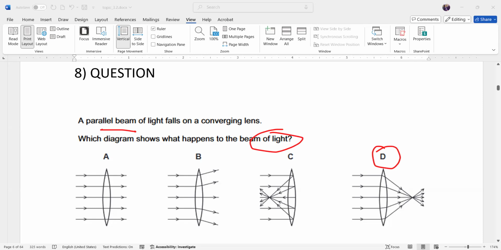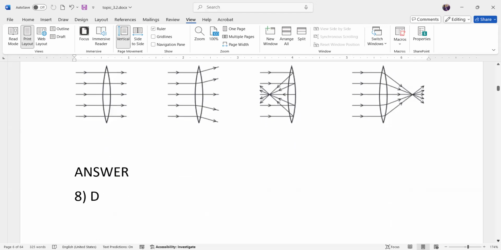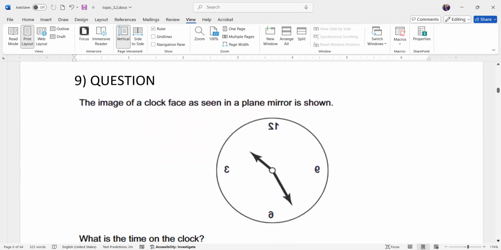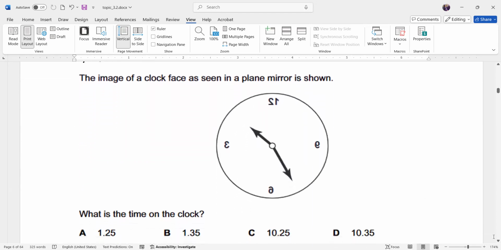Two more questions we'll do and then we'll start block 4. A similar question. The image of a clock face as seen in a plane mirror. This is how it looks in a plane mirror, okay? What is the time on the clock?